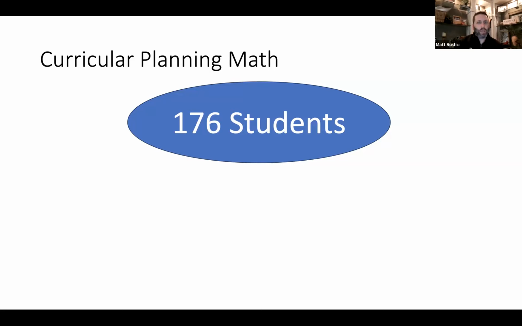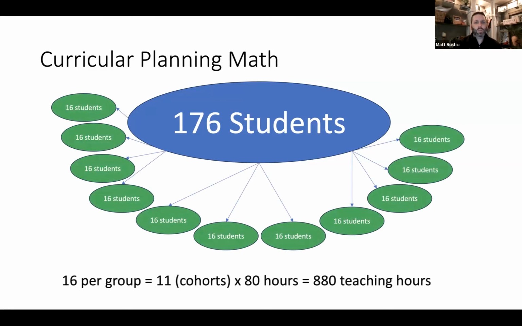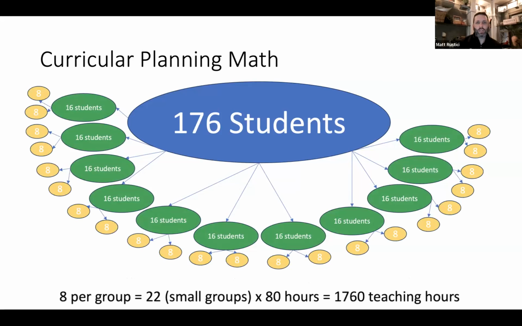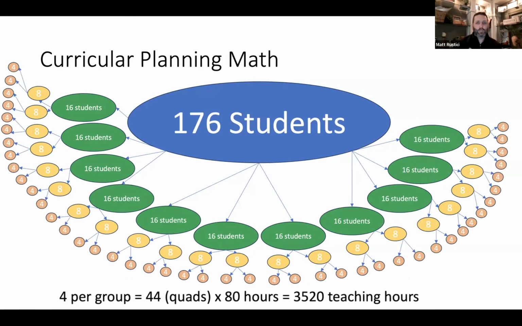So continuing our math, if we have 176 students and we teach them all of our sessions over our 80 hours of curricular time in groups of 16, that's 880 teaching hours that I now need. So I went from 80 to 880. But if I break it down into 8s, more typical small group, now I need 1,700 hours of teaching time. And if we go down into quads, we're at a mere 3,500. And I don't know about you all, but I don't have 3,500 hours of faculty time just sitting around waiting for me to ask them to come teach for me for free.